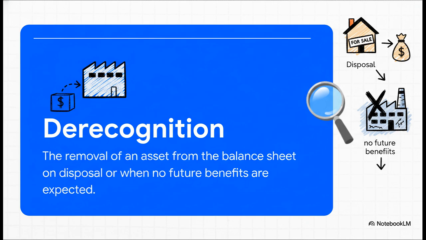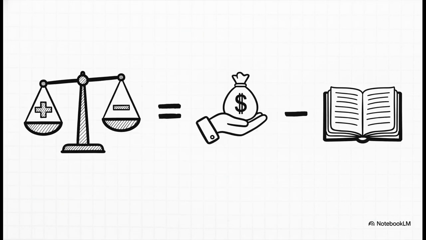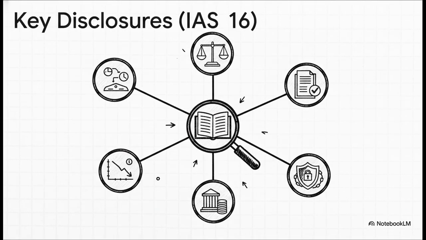This happens for one of two reasons. Either the company gets rid of it, sells it, for example, or it just decides there's no more economic benefit, no more value to be had from using it anymore. And figuring out if you made a profit or a loss is super straightforward. You just take whatever cash you got from the sale, the proceeds, and you subtract what the asset was worth on your books at that moment. Its carrying amount. The difference is either a gain or a loss, and that gets reported right on the income statement. Simple as that.